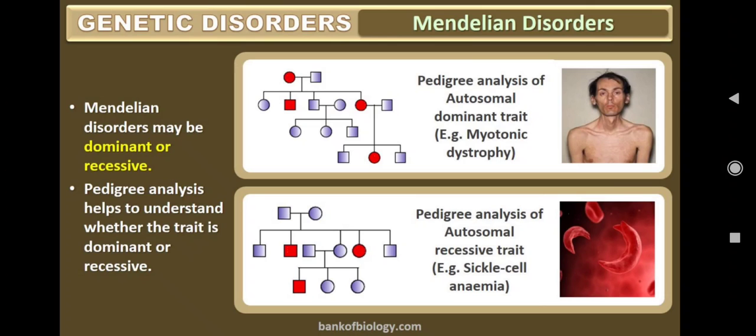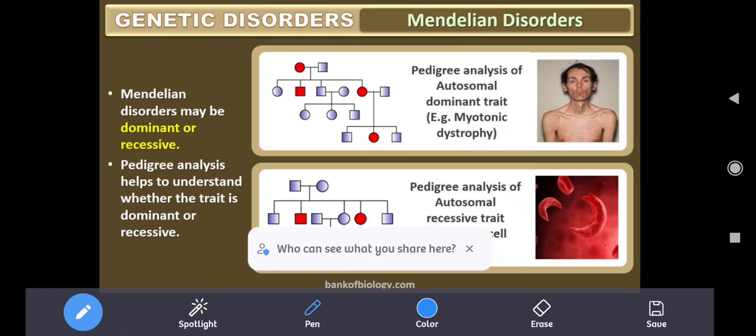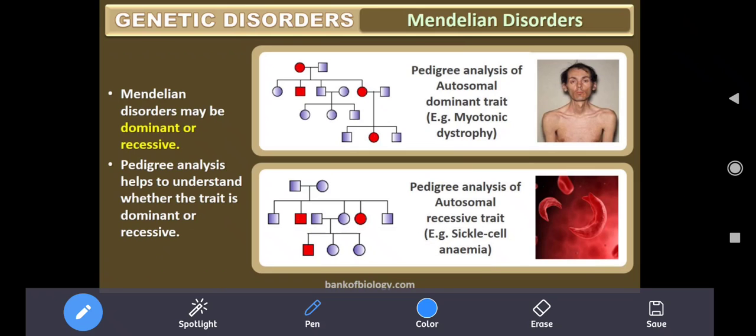Let us consider the second one. The first one is the dominant character. An example for an autosomal dominant trait is myotonic dystrophy, which is the name of the disease. And an example for a recessive trait is sickle cell anemia. Here, how does this disease occur? It is due to a recessive trait.